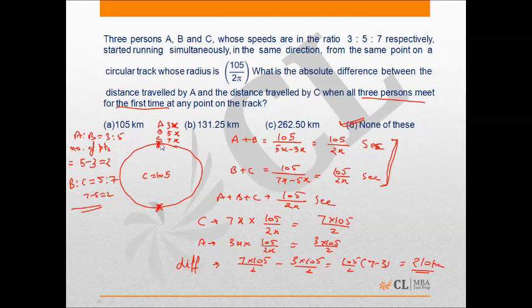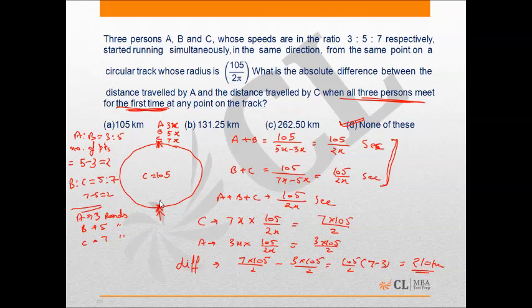And we need to find when all the three persons meet for the first time. So that has to be this point only. So I need to find for this point how much distance they have traveled. Using the ratio of the speeds, I can see that A will cover 3 rounds, B will cover 5 rounds, and C will cover 7 rounds.